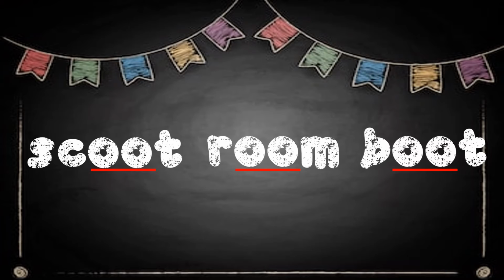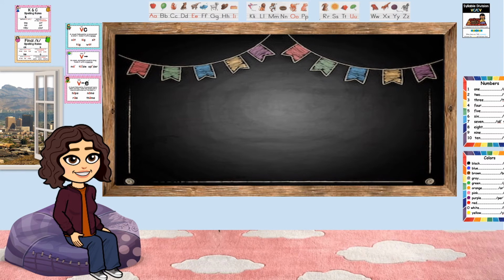Do these words need any other coding? Look carefully. Yes, we need to put a K back on the letter C to remind us that it makes the K sound in scoot. Good job, boys and girls.